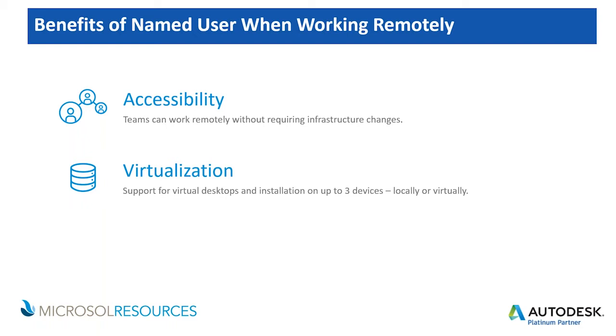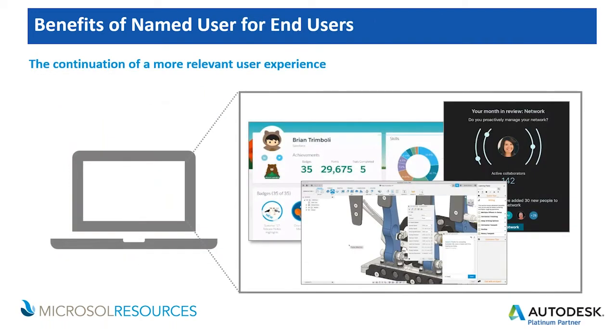The named user model automatically includes support for virtual desktops as well as installation on up to 3 devices, locally or virtually. And customers are taking advantage of data management and collaboration in the cloud across teams and projects with products like Autodesk Docs, BIM Collaborate Pro, and Fusion 360.